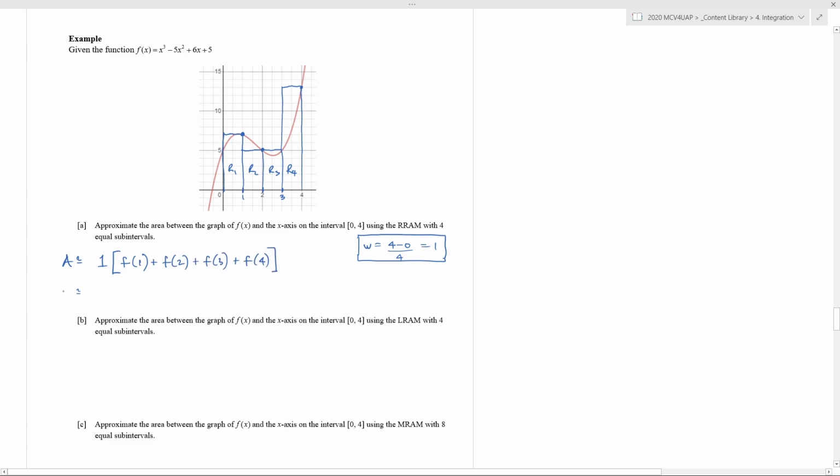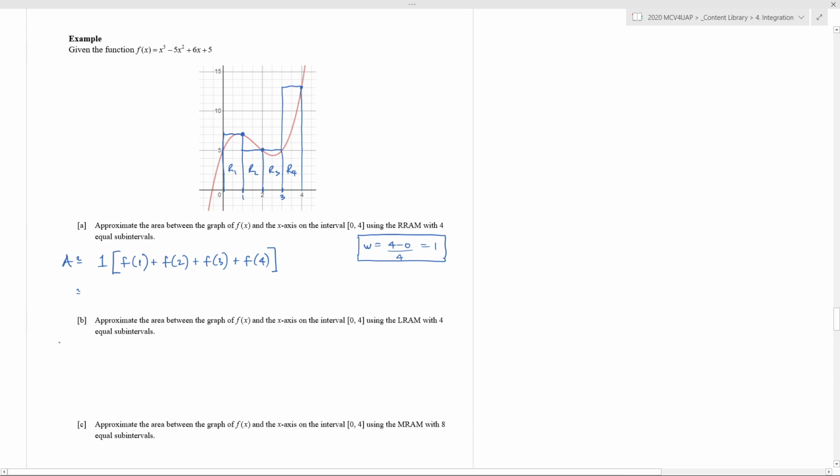Now, I don't have a numerical answer for that, and I don't want to waste another 2 or 3 minutes doing that. So let's just go on to part B. Okay, f at 1, how do I get that? I just sub 1 into the original function. f at 2, sub 2 into the original function, etc., and then add them up. So I'll do that later, and I'll write the answer in here.